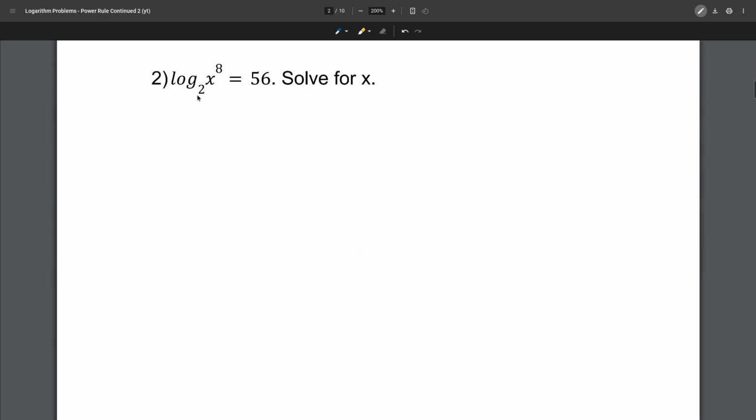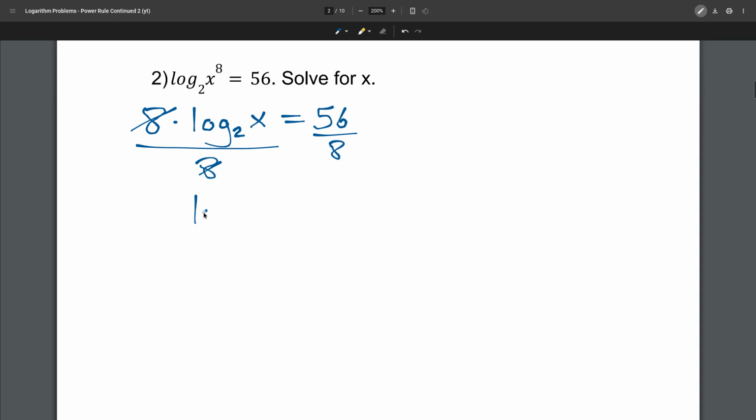Okay, let's try another one. Problem 2 here, we have log base 2 of x to the 8th power equals 56. So I'm going to rewrite this as 8 times the log base 2 of x equals 56. Then I'm going to divide both sides by 8. The 8's here cancel. I get log base 2 of x equals 7.